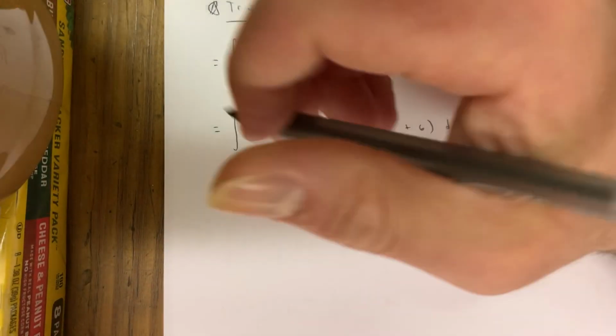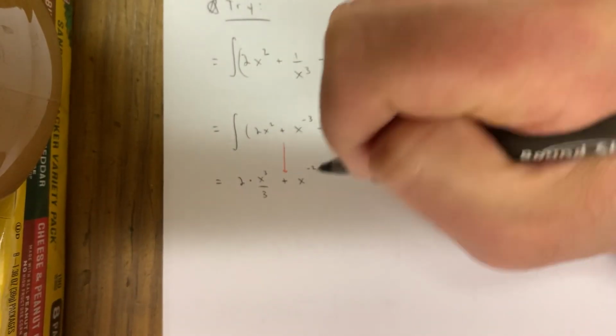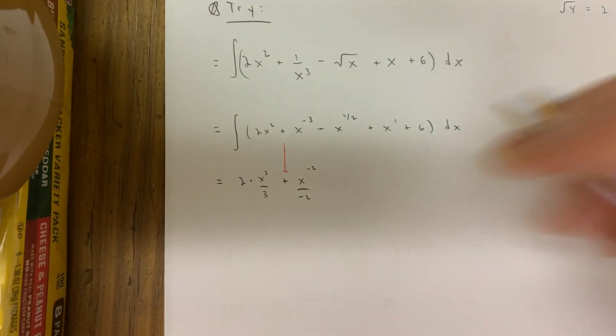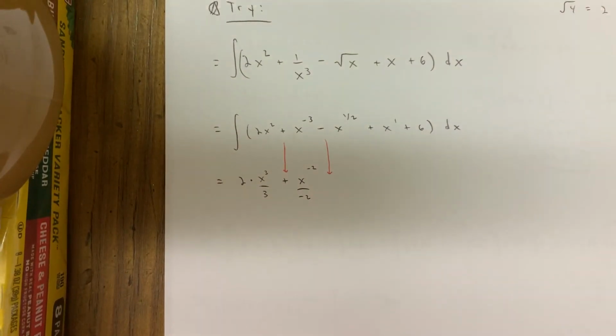All right, now the integral of x to the negative 3. We know we rewrite x. Add 1 to the exponent. Divide by that number. We did that before. And now we bring down this minus sign.